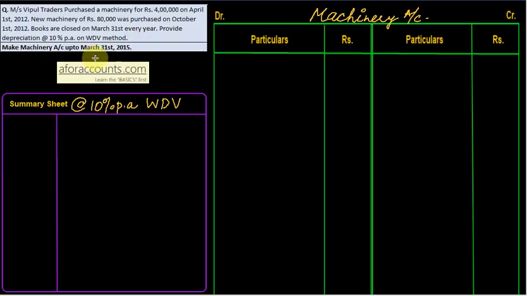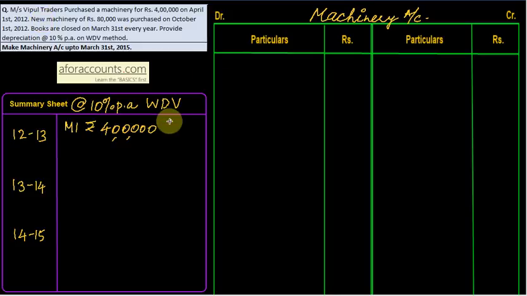Make machinery account up to 31st March 2015. So 3 years. The first year in which the machinery was purchased was 12-13. So 12-13, 13-14 and 14-15. Machinery purchased in 12-13, the first machinery of 4 lakh. Let's name it M1, machinery 1 purchased for ₹4 lakh on 1st April 2012. So the date in brackets is very important for calculating depreciation.